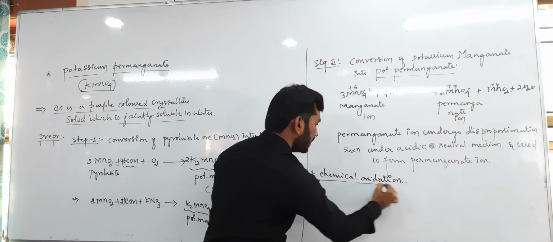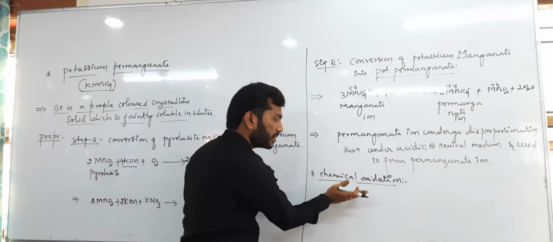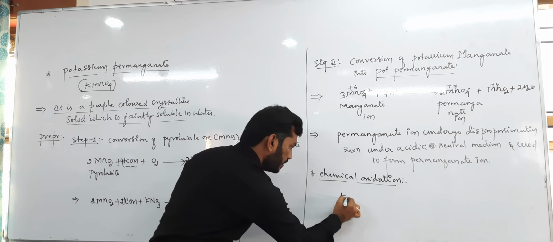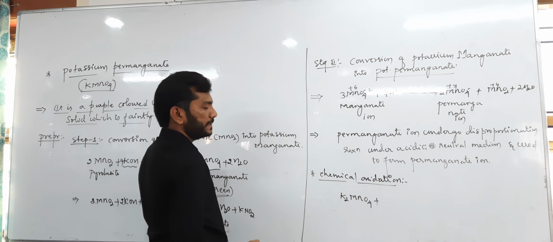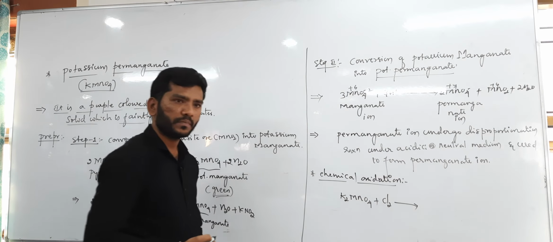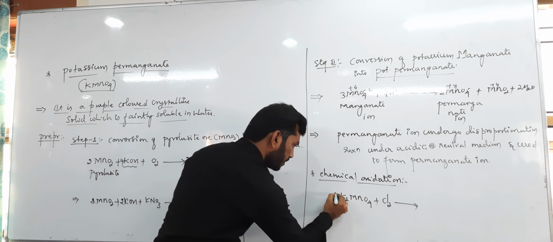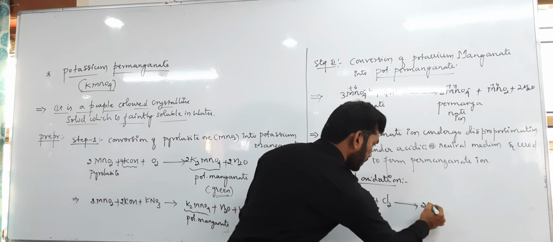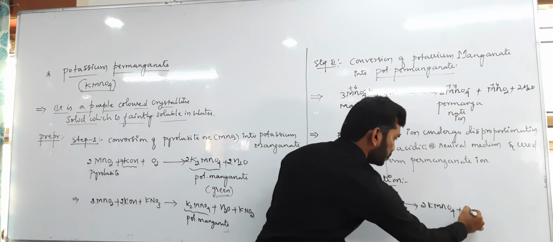So here, conversion of potassium manganate into potassium permanganate takes place with the help of chemical oxidation. Suppose I take K2MnO4, which reacts with chlorine. If I take 2 moles, what would you expect here? We will get 2 KMnO4 plus 2 KCl, guys.